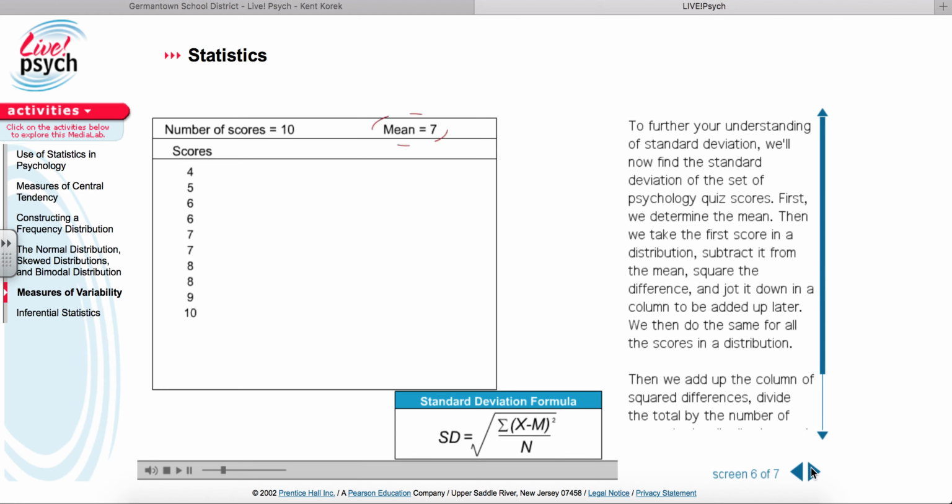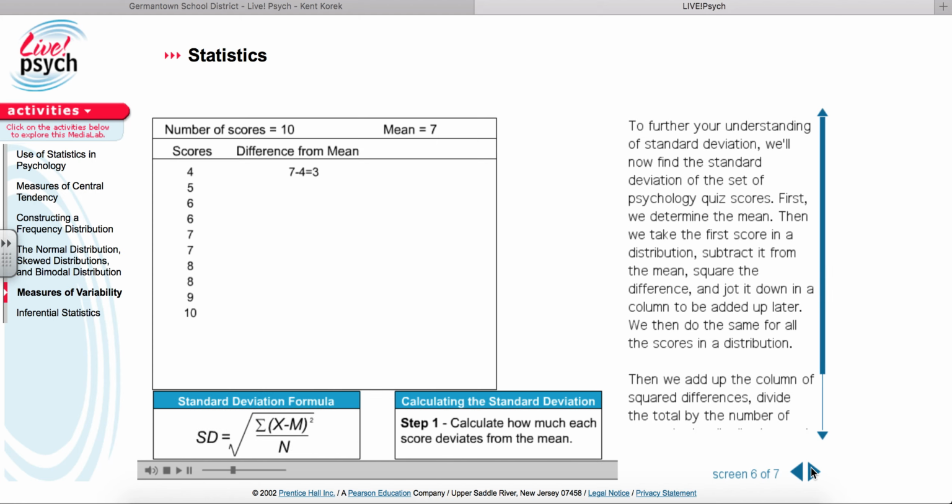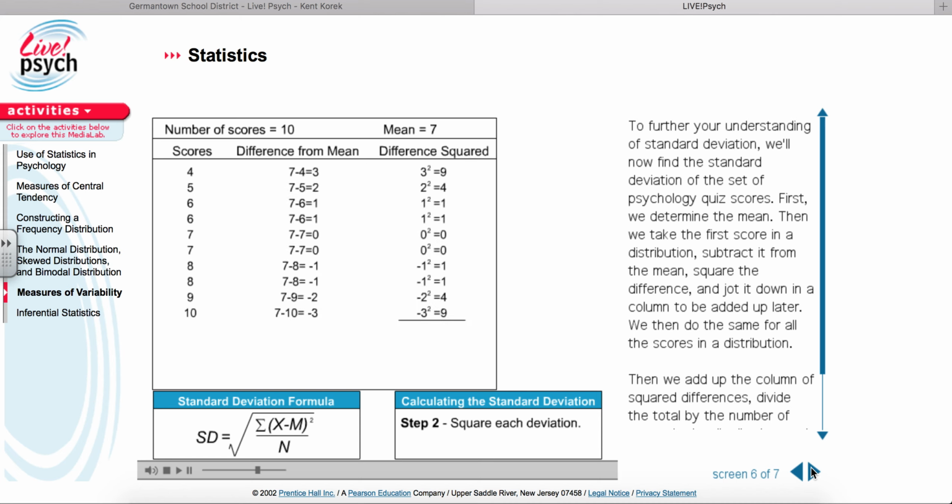First, we determine the mean. Then we take the first score in a distribution, subtract it from the mean, square the difference, and jot it down in a column to be added up later. We then do the same for all the scores in a distribution. Then we add up the column of squared differences, divide the total by the number of scores in the distribution, and find the square root of that number, which is the standard deviation.